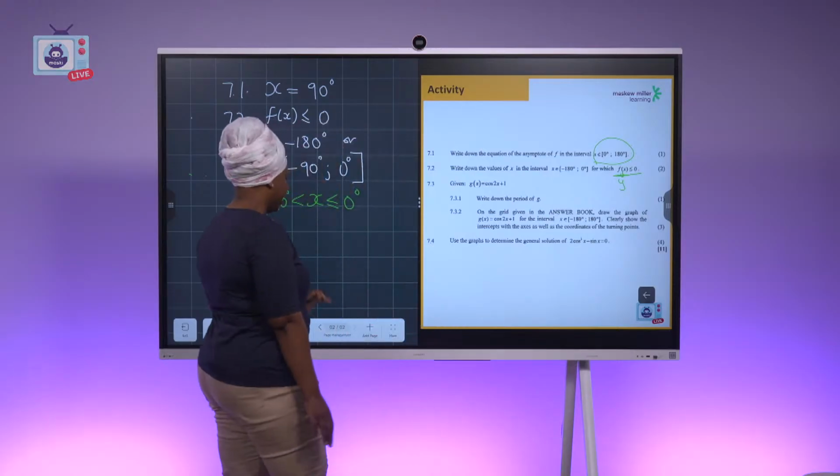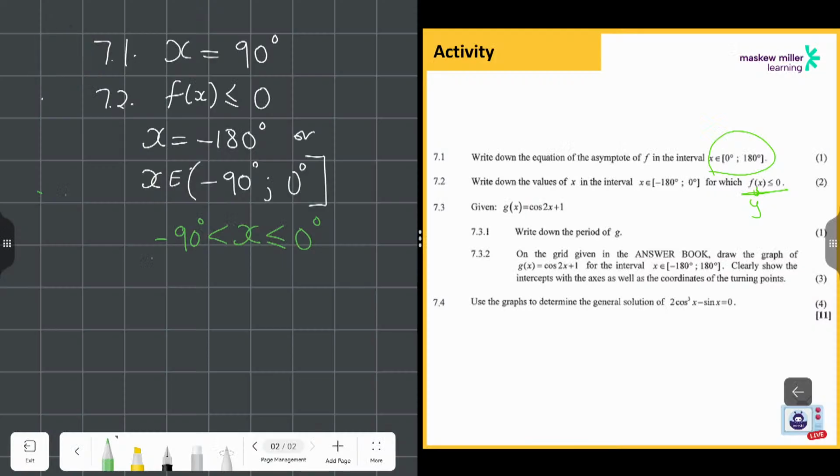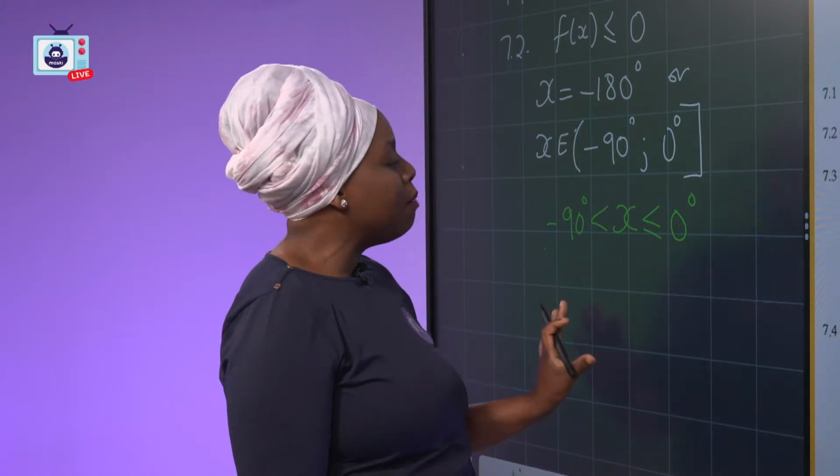You guys got this. We can do this, right? So the third one, they say you are given now g of x equals cos 2x plus 1. Write down the period of g. Now with this one, you have to first remember what is the period and how do we then determine the period.